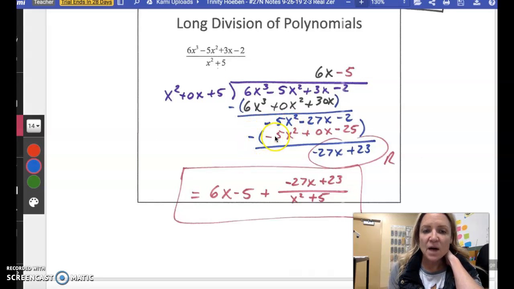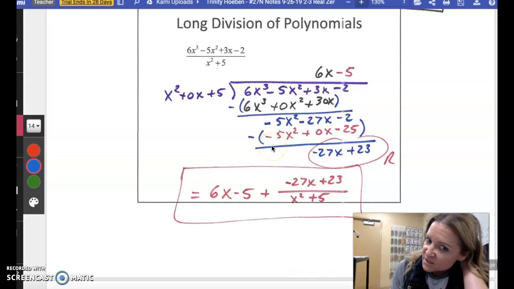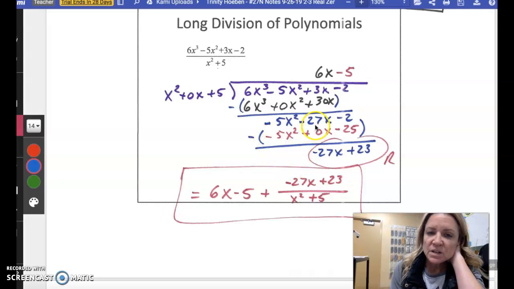Negative 5x squared minus negative 5x squared is 0, because that's plus. They're opposites, they go to 0. Negative 27x plus minus 0x is negative 27x. And negative 2 minus minus, so plus 25 is 23. That's the remainder. Okay.